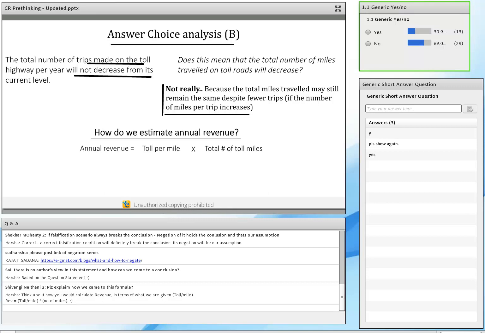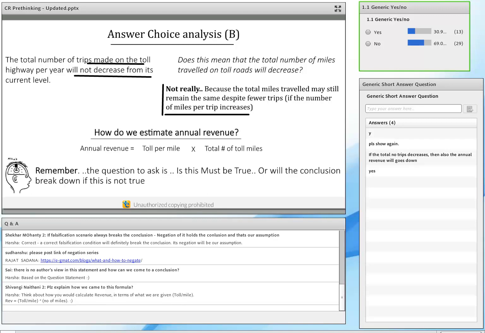Harshvardhan is saying, please show the options again. Harsha, we'll show the options. One of the things that I will also tell you is, contrary to what other people say, you don't have to choose the best of the given options. In a GMAT CR question, you'll have only one correct answer and it'll be 100% correct. Even if choice E weren't there, choice B would not have been correct.